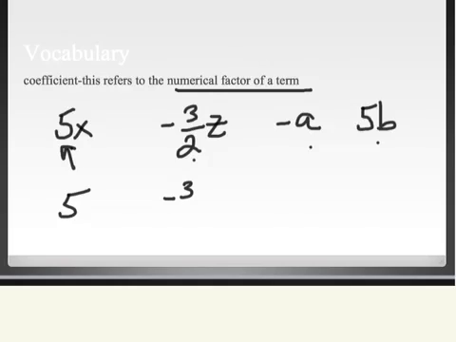The coefficient here is negative 3/2, or negative 3 over 2. The coefficient, I'm going to skip, I'm going to go over here for now. The coefficient here is just 5, which you expected.